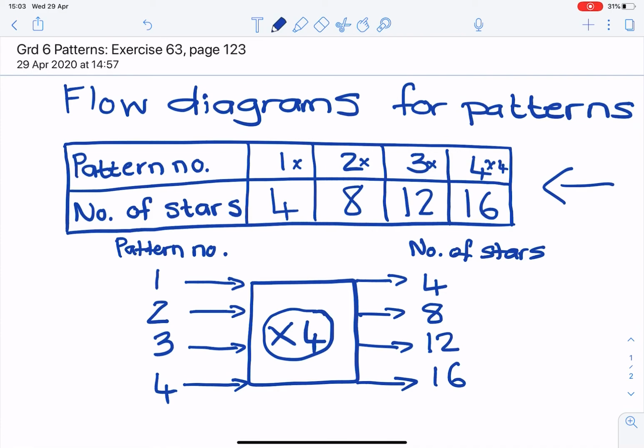So let's have a look at page 124. Number 1, A, B, and C are using stars. Number 2 is using matchsticks again. And you have been asked to show them in flow diagrams like this, as opposed to tables.